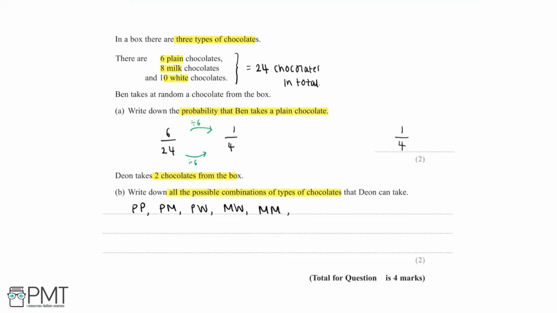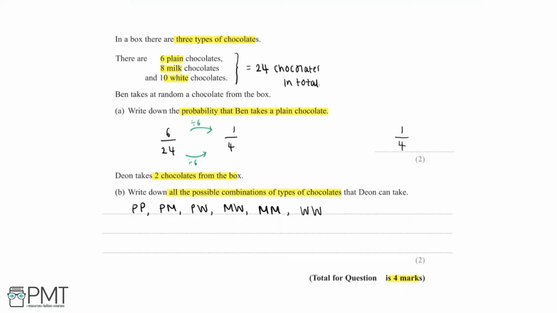And finally, looking at the white chocolate, we're not going to write down white chocolate and then plain chocolate, because we've already written plain and white. And we're not going to write down white chocolate and then milk chocolate, because we've already written down milk and white. And so the last combination of the types of chocolates that Dion can take is white chocolate and then a white chocolate again. Which means that we've now written down all of the possible combinations of types of chocolates that Dion can take.